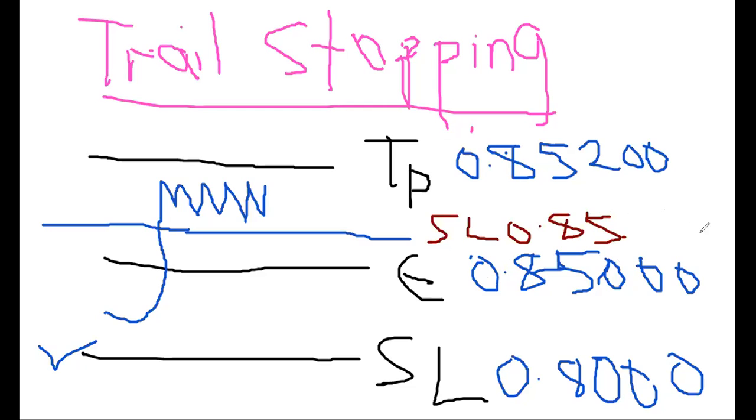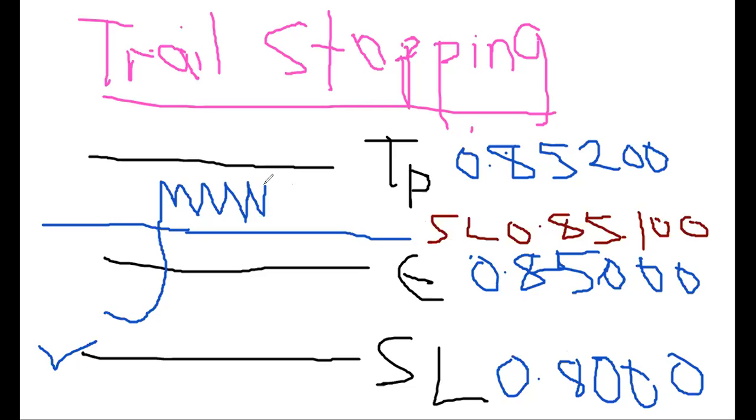So this can be 0.85100. So you can see that there's a difference now between the two stop losses. The old stop loss had the previous value of 0.800, and the new stop loss is now 0.85100, because the new stop loss is above the entry point.